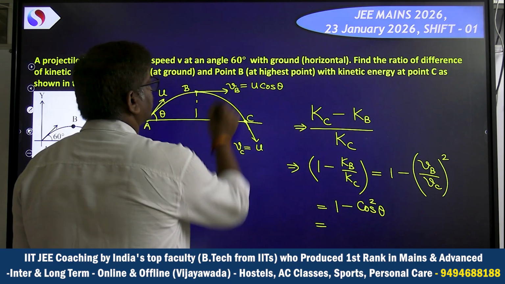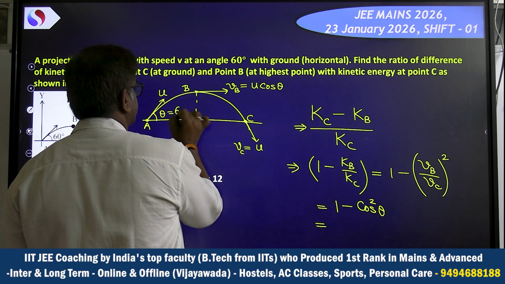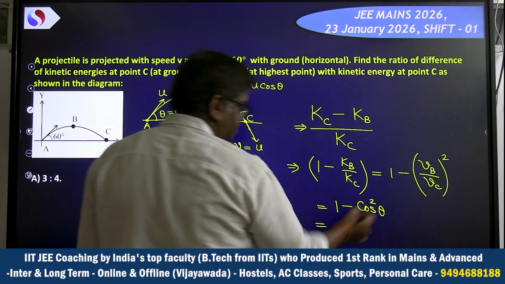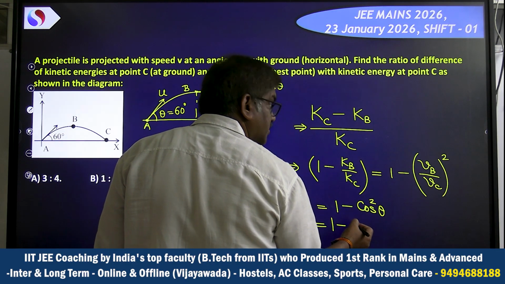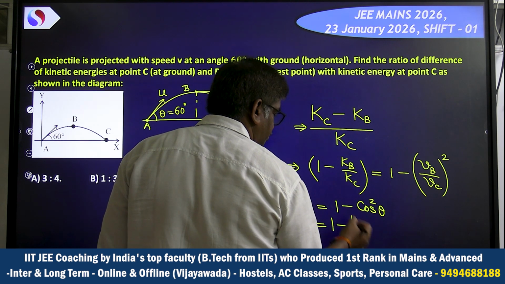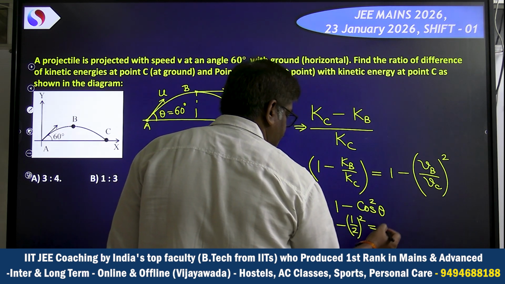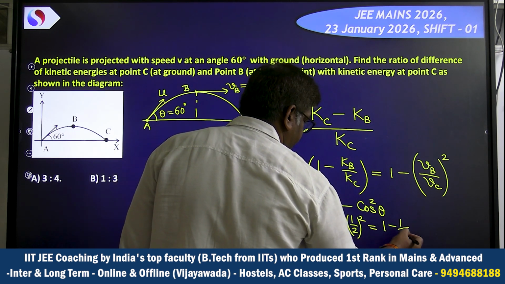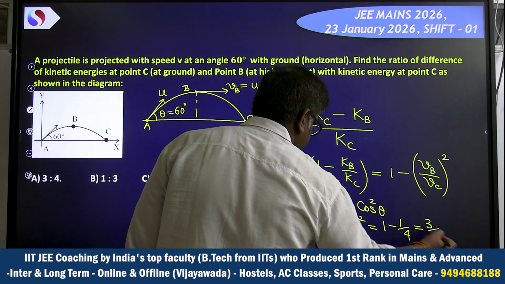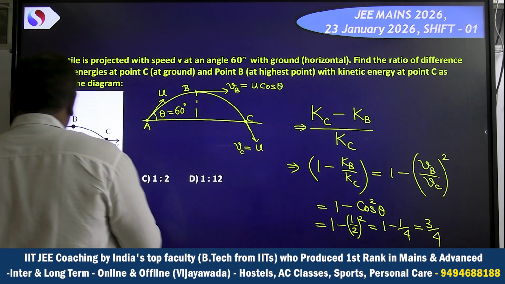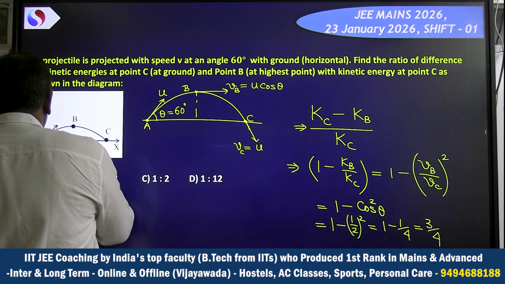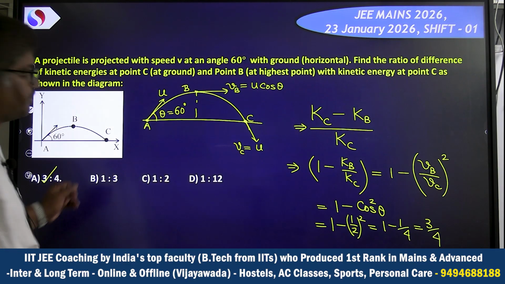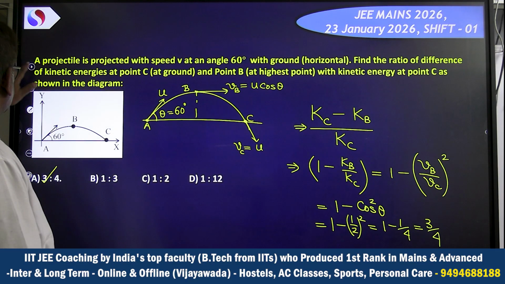Theta is given to you in the question as 60 degrees. So you put 60 degrees, you get 1 minus (cos 60 degrees, which is 1 by 2) whole square, which gives you 1 minus 1 by 4, which is 3 by 4. That is the answer of this question. 3 by 4, going with option A. Alright? Easy question.